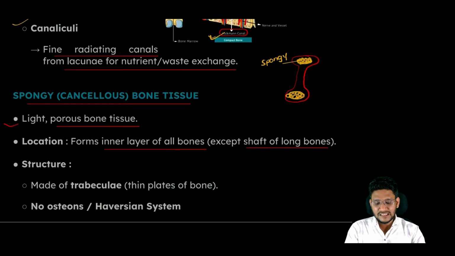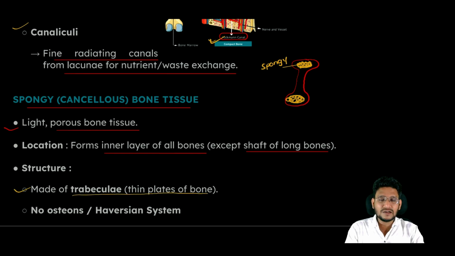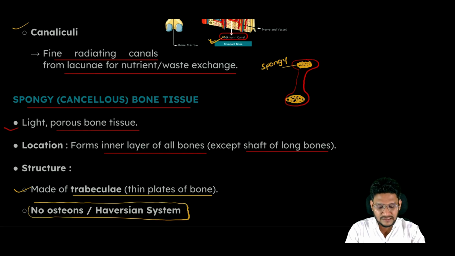If we talk about the structure of this spongy bone tissue, it is made up of trabeculae, and these trabeculae are thin plates of bone. There will be no osteon and no Haversian system. Very important point: there will be no osteon, no Haversian system in spongy or cancellous bone. Haversian system will be present in compact bone only. So this is about bone tissues.